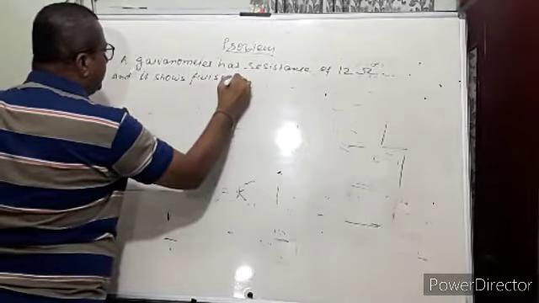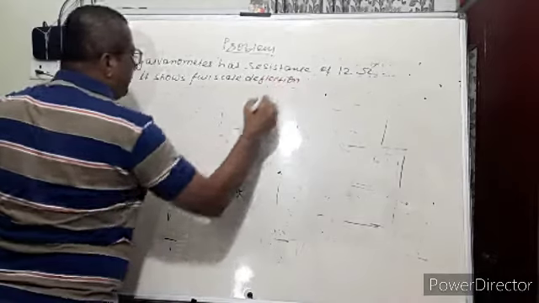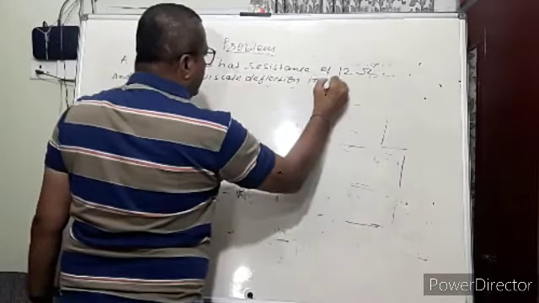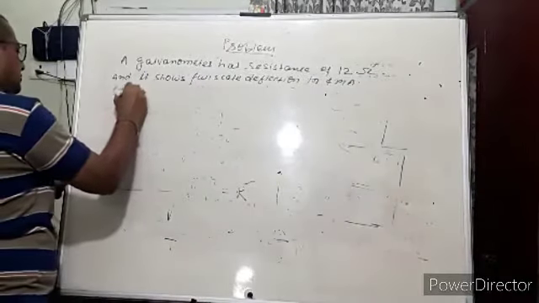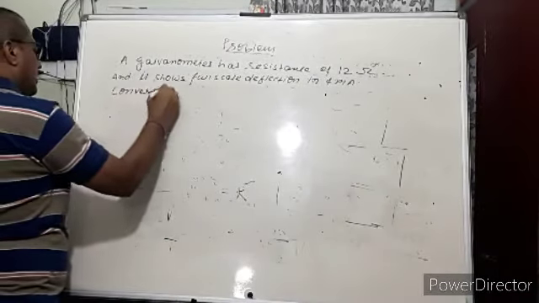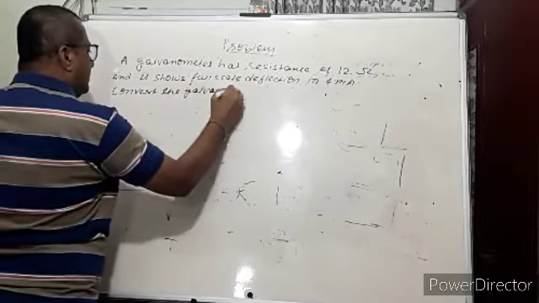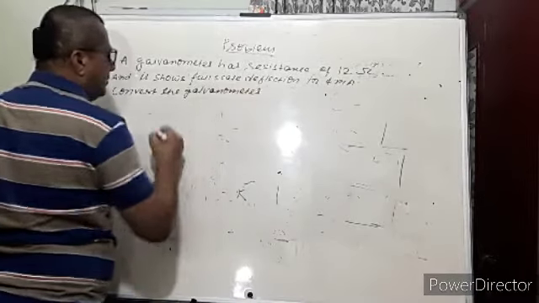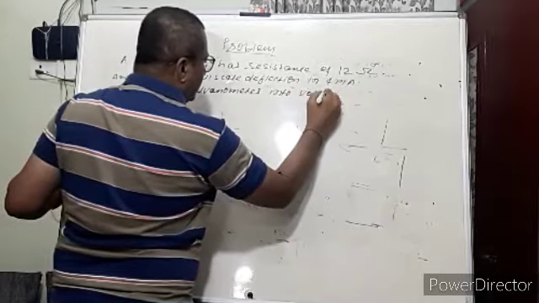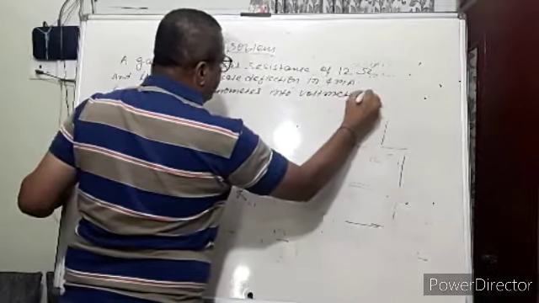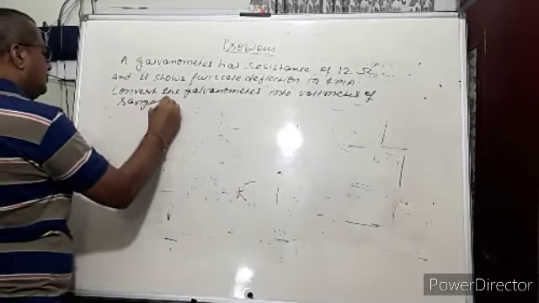We can calculate the resistance. A galvanometer shows full scale deflection in 4 milliampere. Convert the galvanometer into a voltmeter of range 0 to 18 volt.